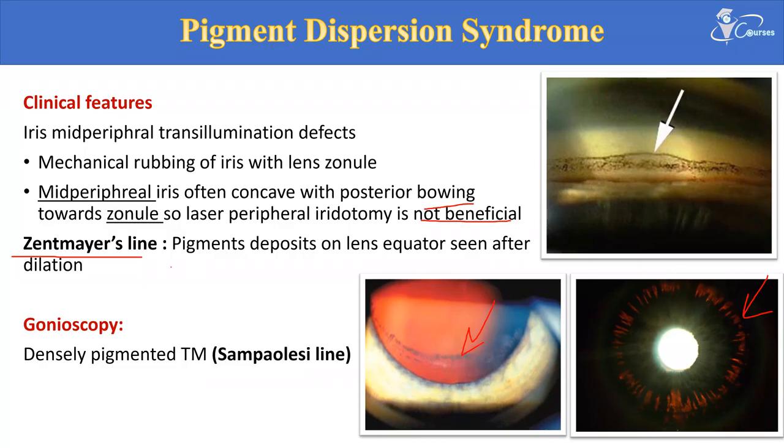When we do gonioscopy for those patients, we can also find a densely pigmented trabecular meshwork, or the Sampaolesi line, which is a line anterior to the trabecular meshwork and anterior to Schwalbe's line. And finally, the glaucoma. What is the risk of glaucoma in those patients, and what are the certain risk factors for them to develop glaucoma?